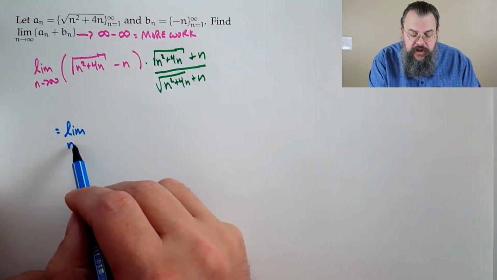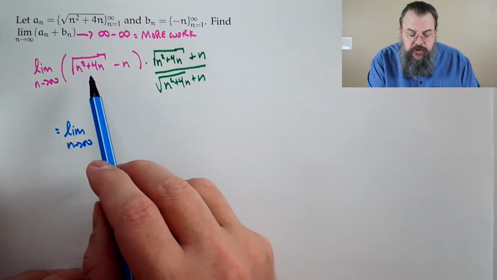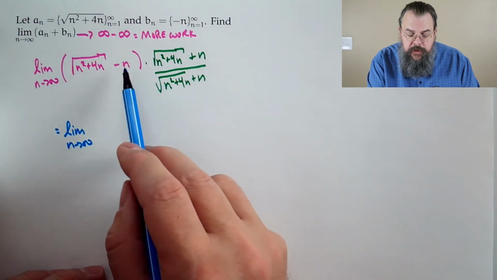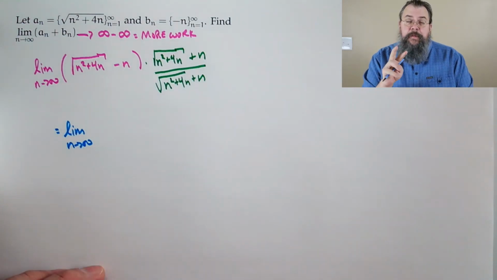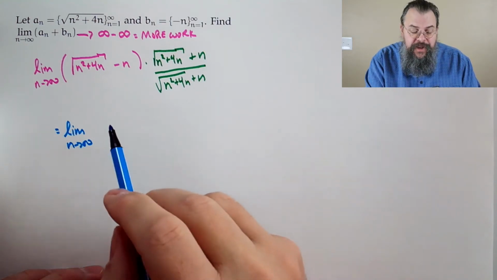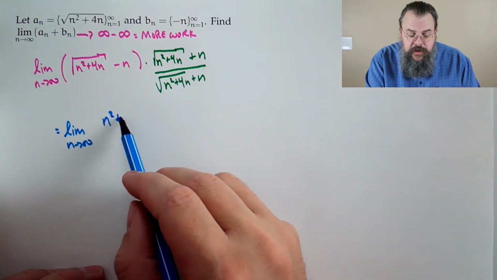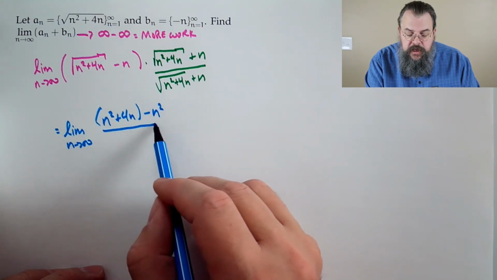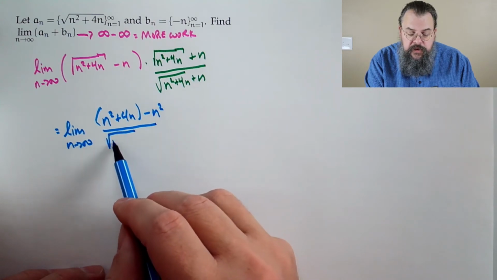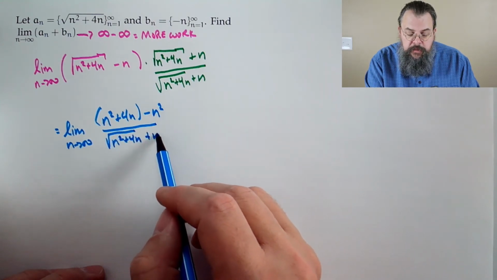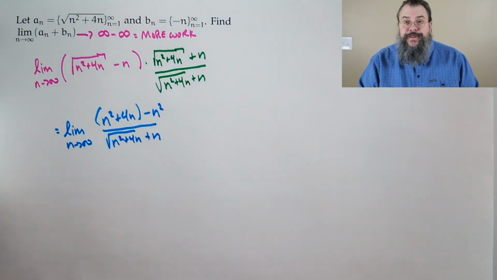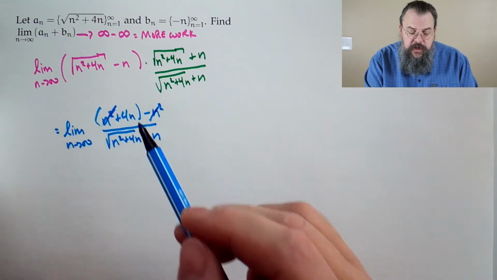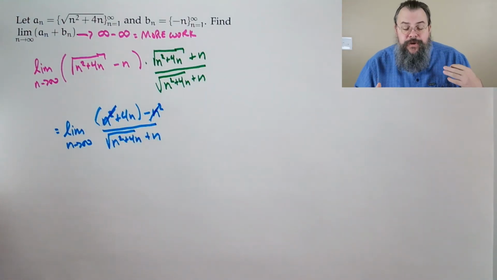Limit as n goes to infinity. Well, we'll see when we multiply here, we'll get a squared minus b squared, because that's why we multiply by the conjugate, a minus b, a plus b. So it'll be n squared plus 4n minus n squared on the top, and downstairs, well, square root of n squared plus 4n plus n. Now, some good news, the n squareds cancel. And at this point, like, perfect. Now we're going to what?